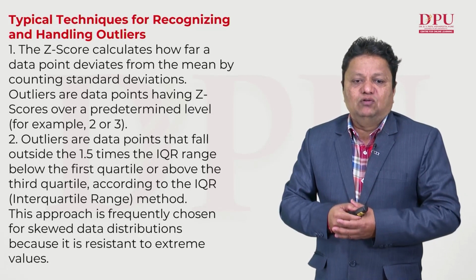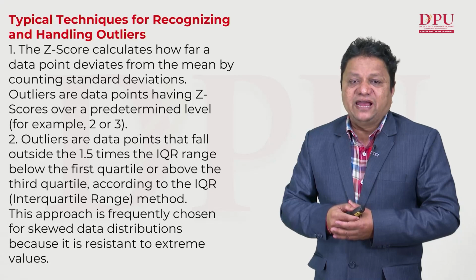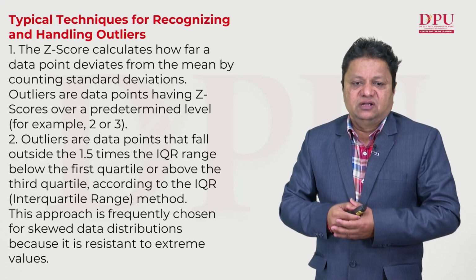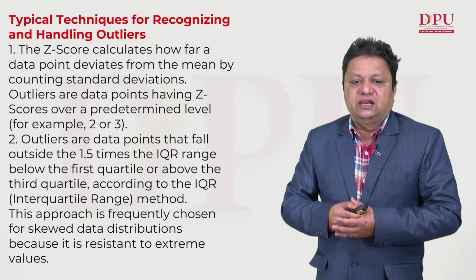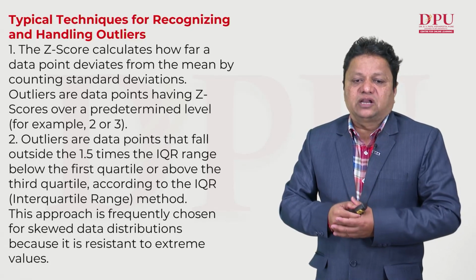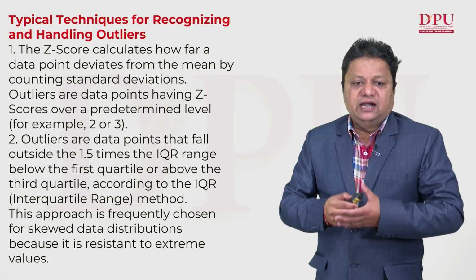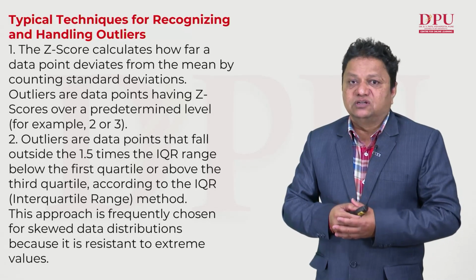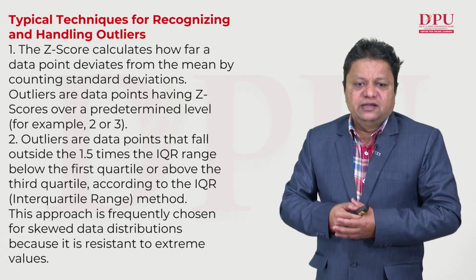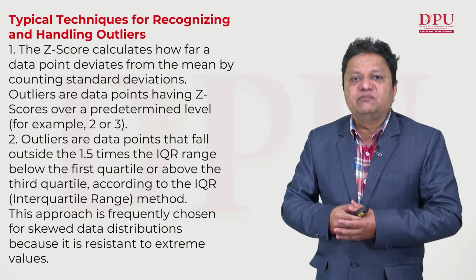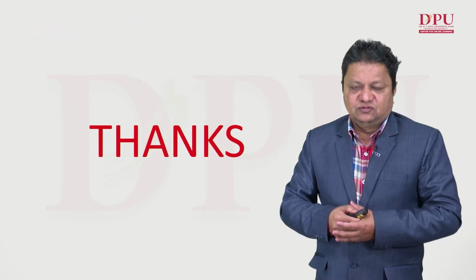Outliers are also the data points that fall outside 1.5 times the IQR range, below the first quartile or above the third quartile, according to the interquartile range method. And this approach is frequently chosen for skewed data distributions because it is resistant to extreme values.